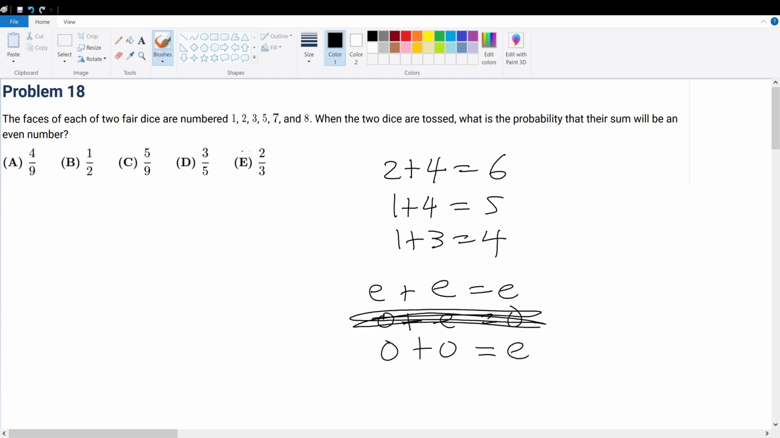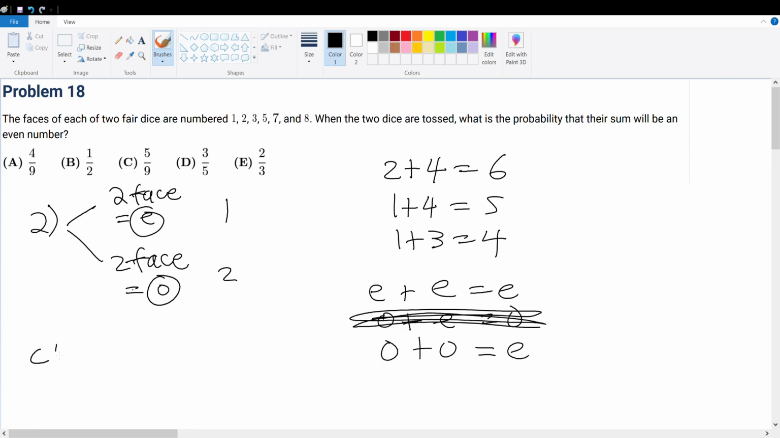So in this case, we just have two cases to consider, right? The first case being both faces are even, or two faces are odd. So let's consider the first case. This is case 1, this is case 2.